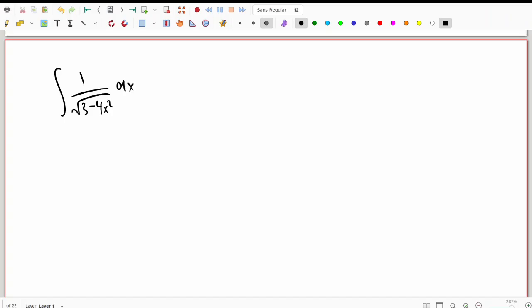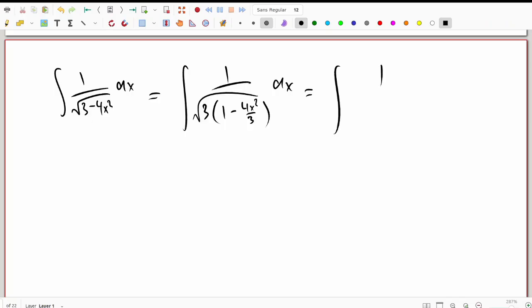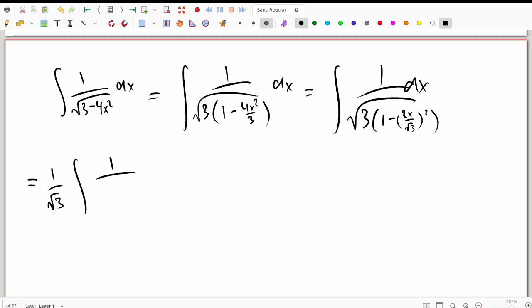Now, this integral can be solved with essentially the same techniques that we used for the first one, but they're slightly more complex. So what we're going to do is rearrange this once again. 1 over square root of, I'm going to factor out a 3, this becomes 1 minus 4x squared over 3. I'm going to do more rearranging. This is going to equal the integral of 1 over square root of 3, 1 minus, I'm going to rewrite this as 2x over root 3 whole squared. And now I'm going to take this 1 over root 3 outside to make it look simpler. This is going to be equal to 1 over square root 3, the integral of 1 over square root of 1 minus 2x over root 3 whole squared with respect to x.